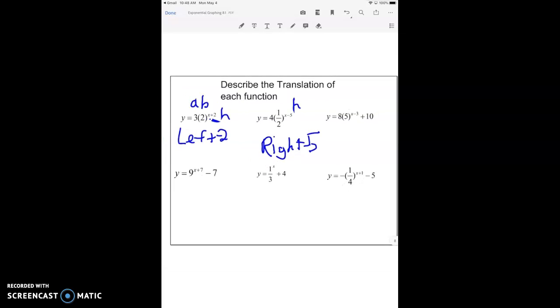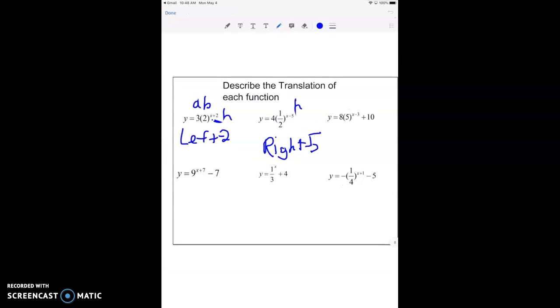In the next one, I see a, b, x, h, and k. So I have an h here and a k here. Remember, k is exactly what you see. That is your up or down shift. And the h is opposite. Opposite of h, I see -3, so that should really be +3, so I'm going to say right 3. I'm not going to actually write out right anymore. And for the k, it's +10, so up 10.